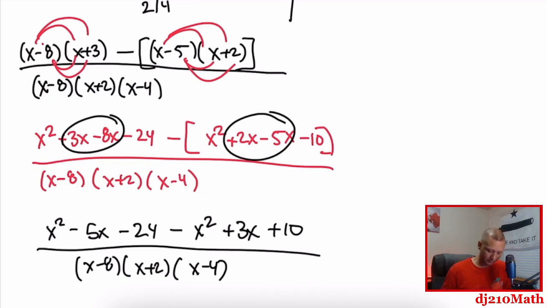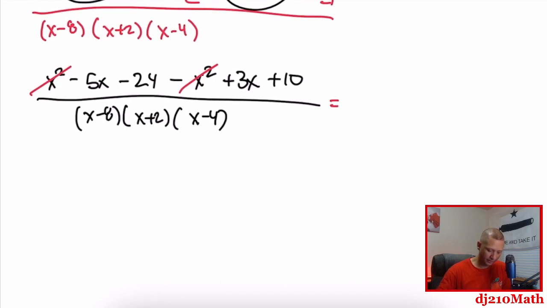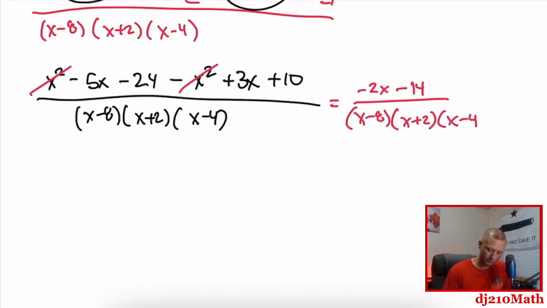So combining like terms, x squareds cancel. 5x and 3x make negative 2x. Negative 24 and 10 make negative 14. Over x minus 8, x plus 2, x minus 4. So we can factor out a negative 2, leaving behind an x plus 7. That's as much as we can take out.